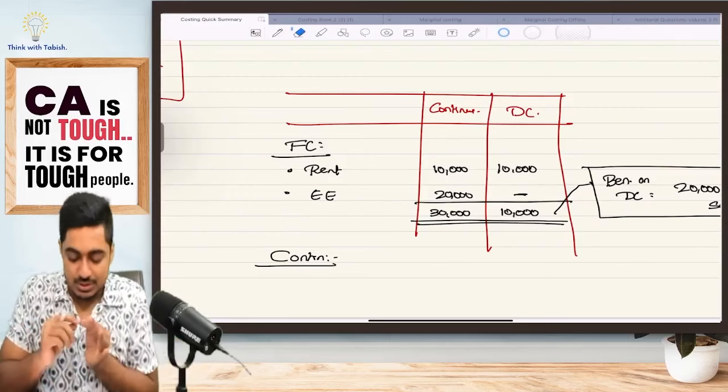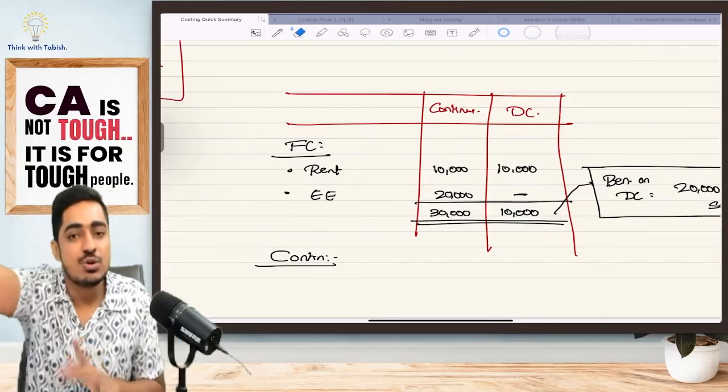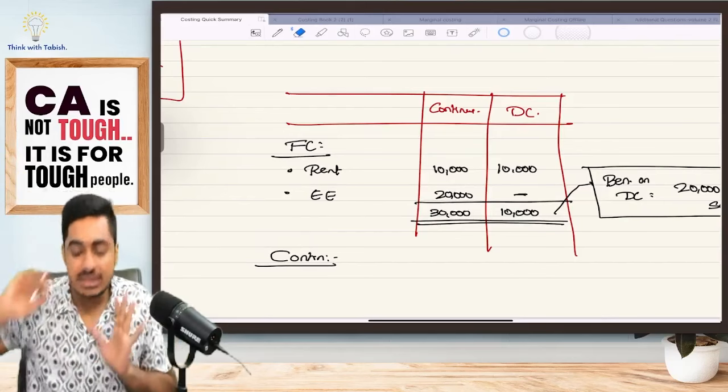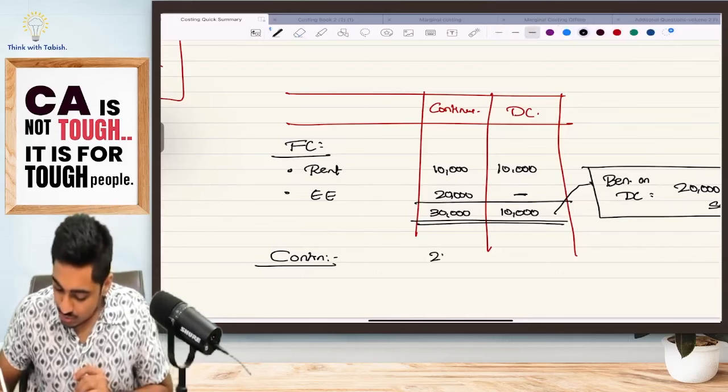Now tell me one thing, students. I am continuing my business. That means I am selling goods or services. That means I am going to get the contribution. So I will be earning a contribution of 2000 per unit.